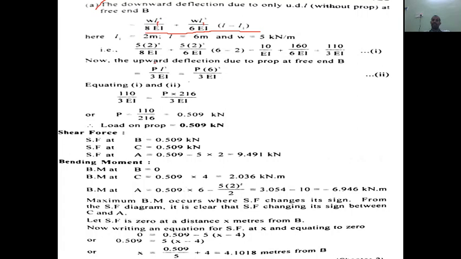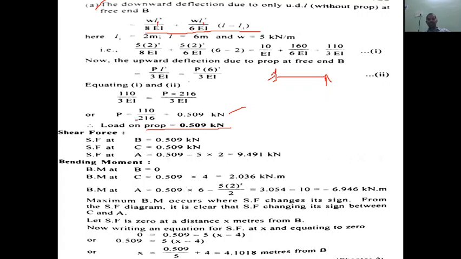Now let us calculate the upward deflection due to prop alone. So therefore, when a cantilever beam is subject to a point load, that too upwards, the formula is WL cube by 3EI. Here it is P, prop reaction, therefore PL cube by 3EI. And let us say this is equation 2. And now by equating 1 and 2, simply solving for P, you will get P as 0.509 kilonewtons. Right, this is the load on the prop, 0.509 kilonewtons.